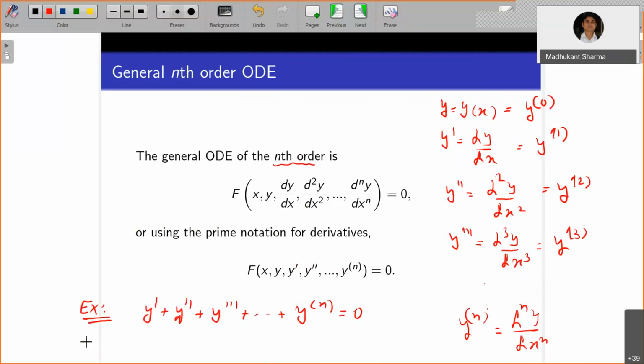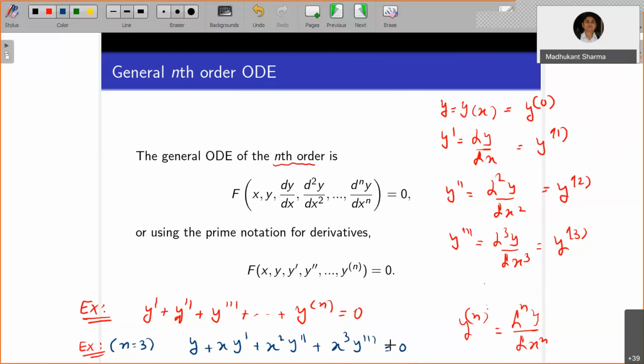Okay, now let me give you one more example where I specify the n value, because it is not possible to work with a general value right now. So let's say n equals 3, a third order differential equation. It's going to be y plus x times y dash plus x square times y double dash plus x cube times the third derivative equals to 0. This is a third order differential equation. So we should ignore the coefficients if they are functions of x only.